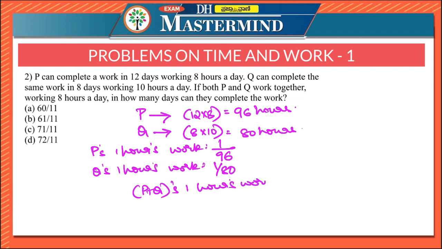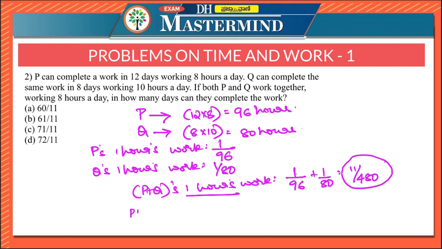P plus Q's 1 hour's work is equal to 1 by 96 plus 1 by 80. When we solve 1 by 96 plus 1 by 80, we get 11 by 480. Therefore, 11 by 480 is the amount of work done by both P and Q combined in 1 hour. So what is the amount of time they require to complete the entire work combinedly? P plus Q will require 480 by 11 hours to complete the entire work.